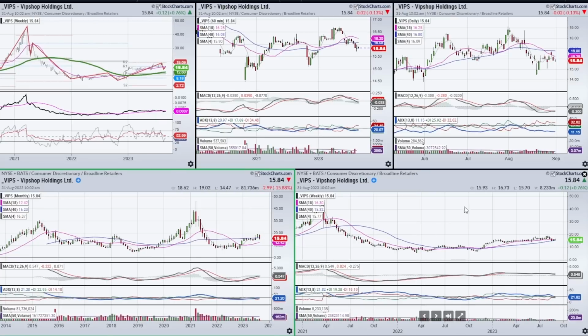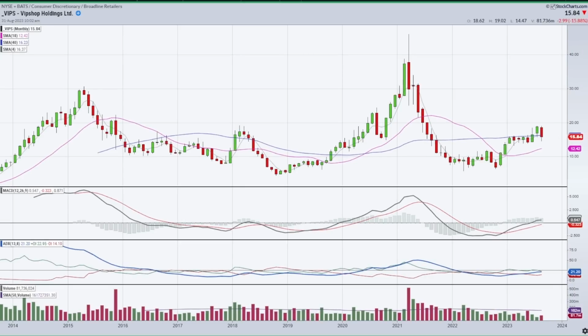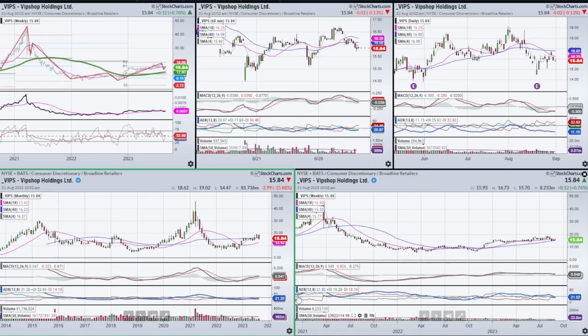All right, VIPS. Okay, so I like what's going on with the monthly. There is improvement. The 18-month is cupping around. We've got a little bit of air to fill in because we got a little stretched away from it. And the momentum signs aren't all that powerful, neither is the volume. So I am inclined to think that this is going to take a little bit more time.